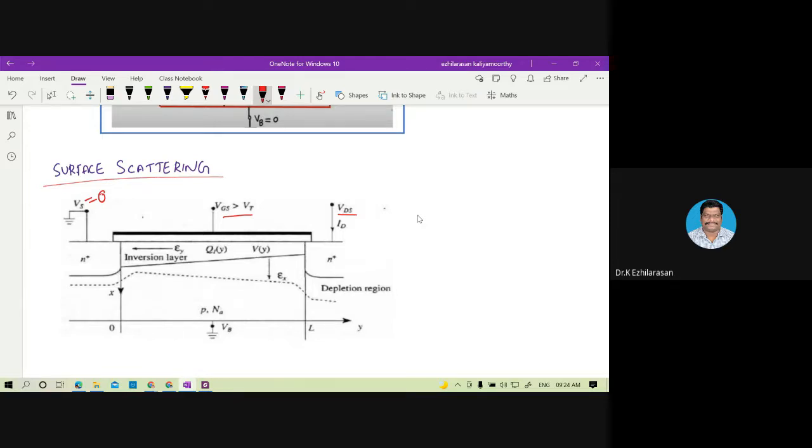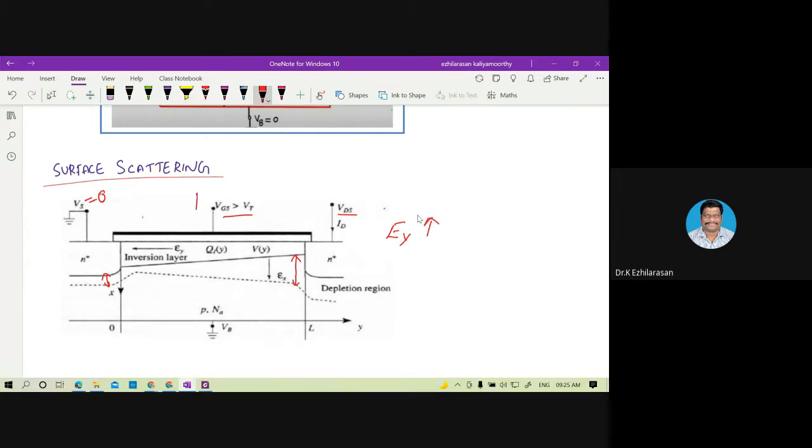See what happened here comparatively, you can see this and you can see this. Now, as the length of the channel becomes smaller due to lateral extension of the depletion layer into the channel region, the longitudinal electric field component, EY, will increase.